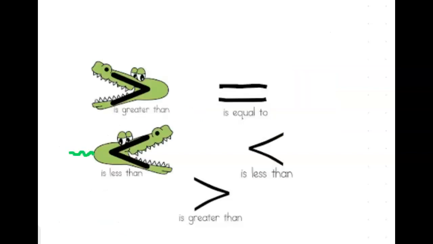When comparing fractions, I like to think of my hungry alligator. The greater than symbol, the alligator's mouth is open and it goes towards the direction that's more. Its tail runs away from what is less.